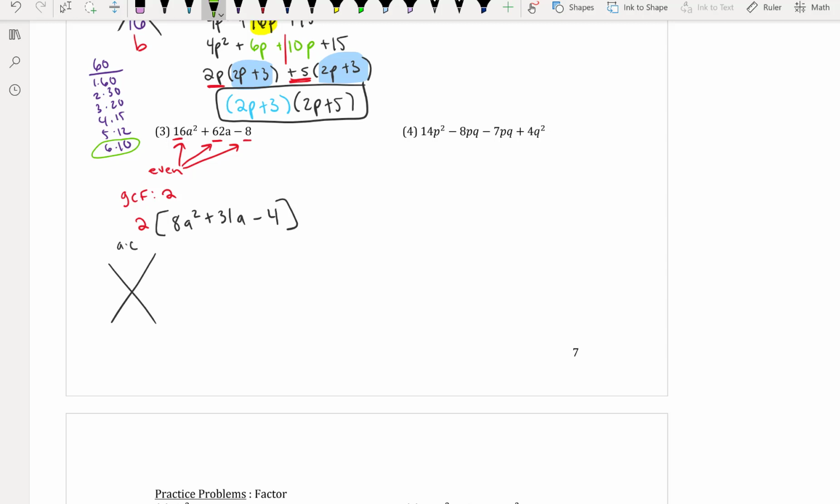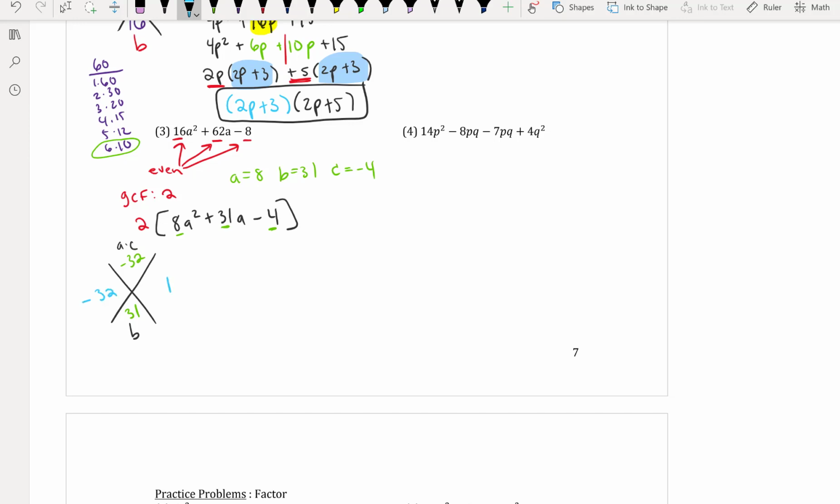So if I'm using the AC method, I can see that my A is equal to 8, my B is equal to 31, and that my C is equal to a negative 4. So that means my A times my C is 8 times my negative 4, and that's a negative 32. My B value that I have is a 31. Well, that tells me that I'm going to have 32 and 1.